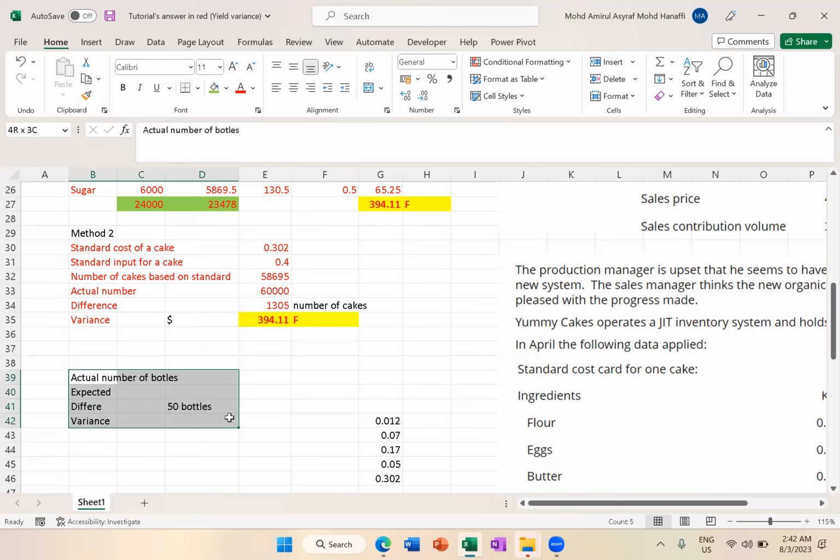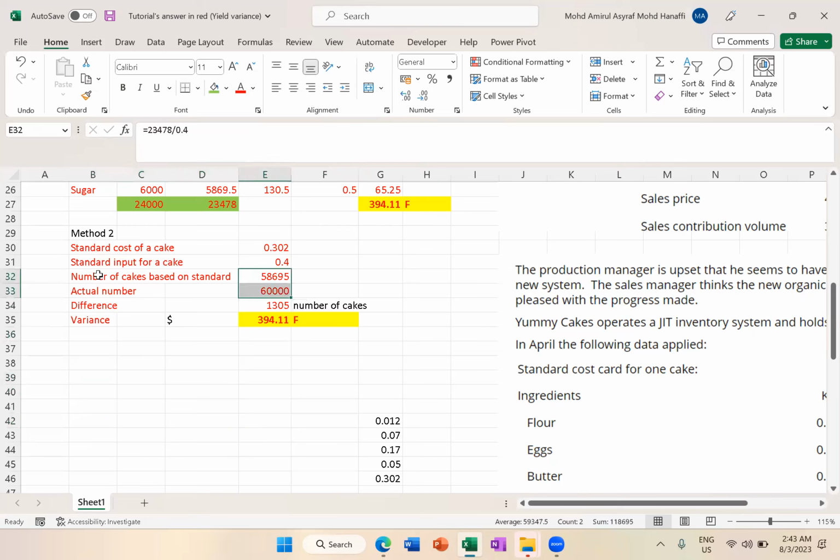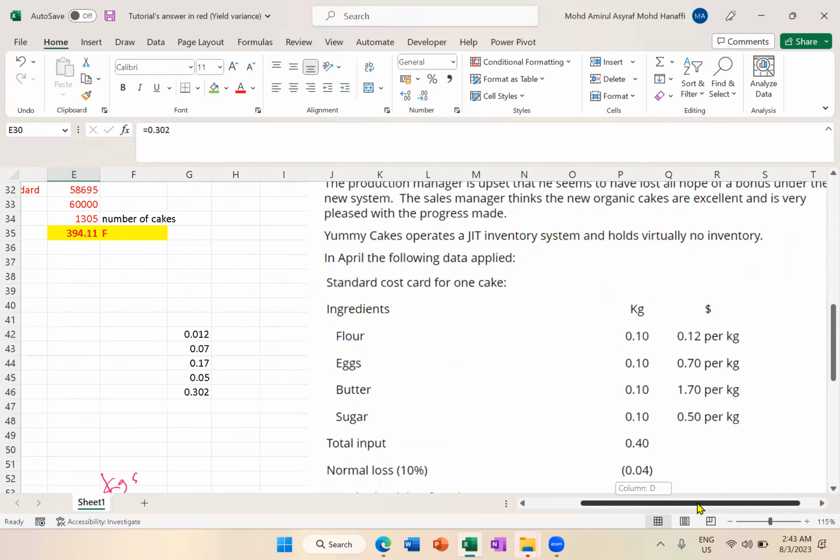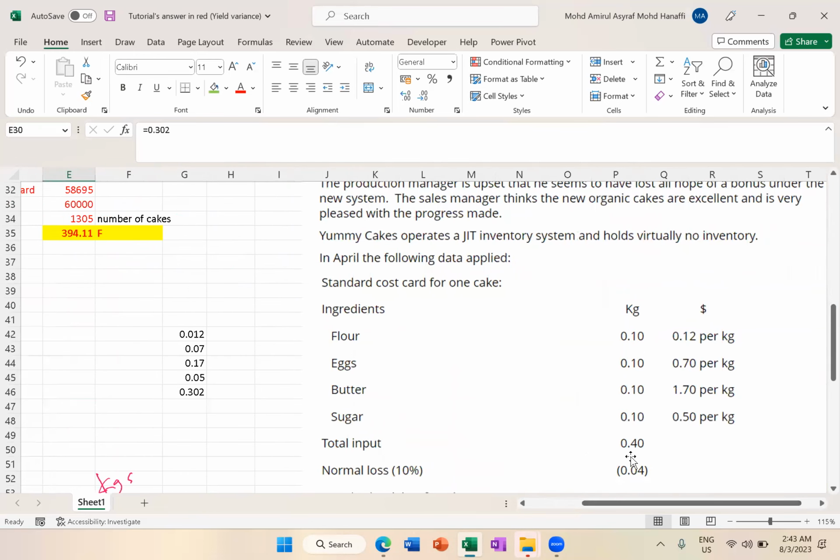That's why right from the beginning I know that I will find the difference between what I expected to produce in terms of number of cakes and what was actually produced in terms of number of cakes. That's why I need first and foremost the standard cost of a cake. And how do I calculate that? Easy. When you look at the standard, one cake, standard.